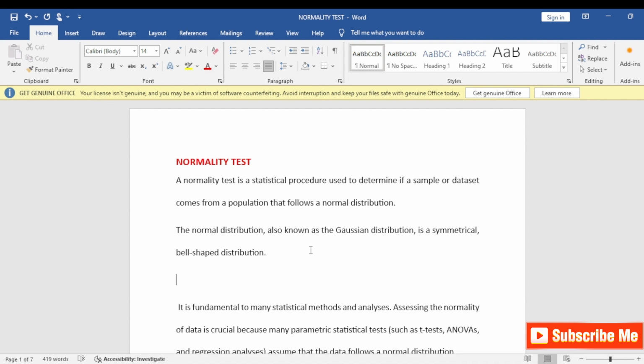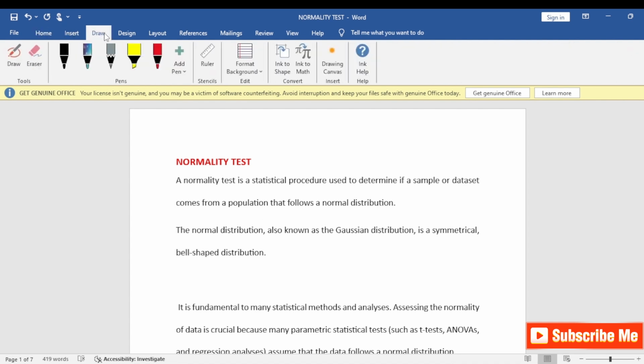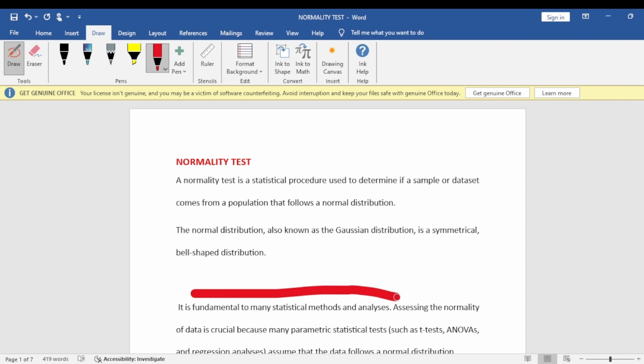What we mean by bell shape is a shape like this, like a bell shape distribution. The normal distribution is fundamental to many statistical and data analysis.